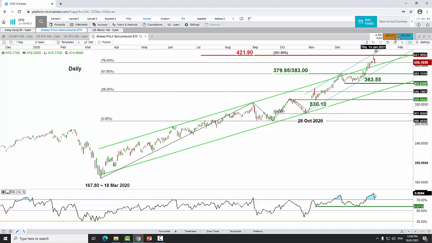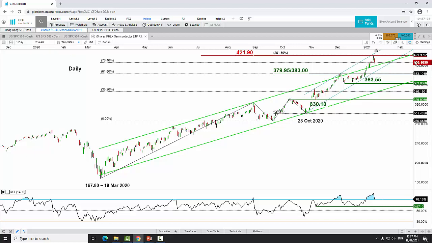where we could see a sideways consolidation on this semiconductor ETF between 421.90, with support coming in at 379.95, which corresponds to this medium term ascending channel support in place since 28th of October 2020. No clear signs of a major exhaustion yet, as there's no bearish divergence seen on the daily RSI indicator. It's only indicating to us that it has hit an extreme overbought level, and now it's trying to work out this extreme overbought level in the coming weeks ahead.